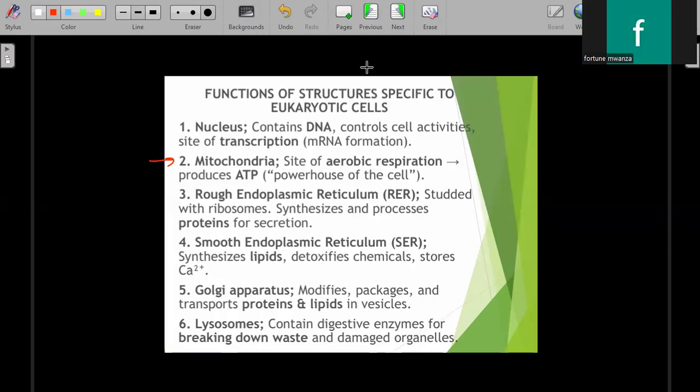And then you also have the smooth endoplasmic reticulum, which is involved in lipid synthesis and also detoxification. Apart from the liver, the smooth endoplasmic reticulum is also able to do this detoxification. In cells like muscle cells, it is used as calcium storage, and that calcium you are going to use for muscle contraction later. So they also act as calcium storage. These are the smooth endoplasmic reticulum.